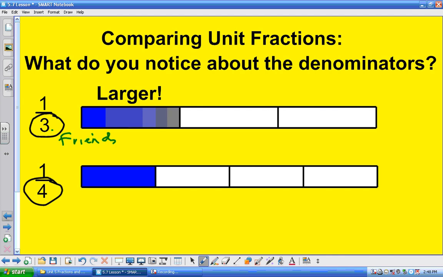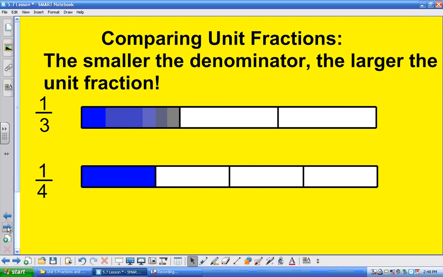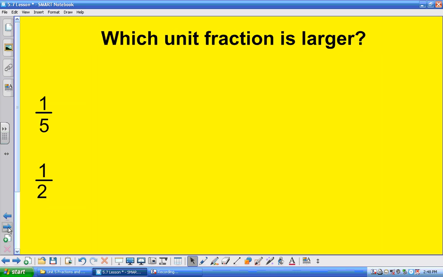Alright, so if I want to know which is greater, 1/3 or 1/4, if I take a pie and cut it into 3 pieces, or I take a pie and I cut it into 4 pieces, which of these 1 pieces do you think is going to be the larger piece? The 1 out of 3 or the 1 out of 4? The 1 out of 3. So keep that in your head, because that's how you tell. Let's go on to the next one. So the smaller the denominator, the larger the fraction, the larger the piece of pie.